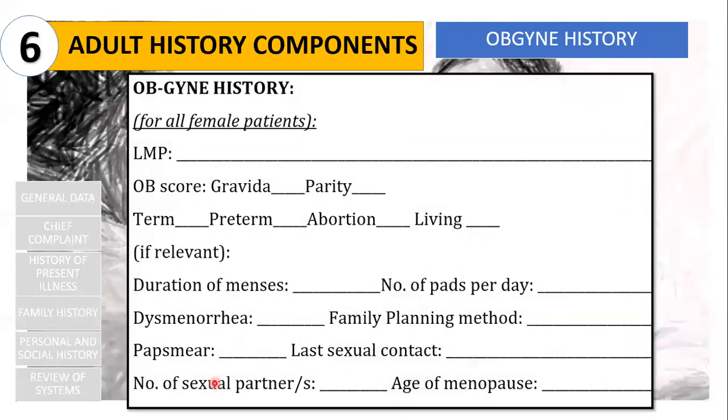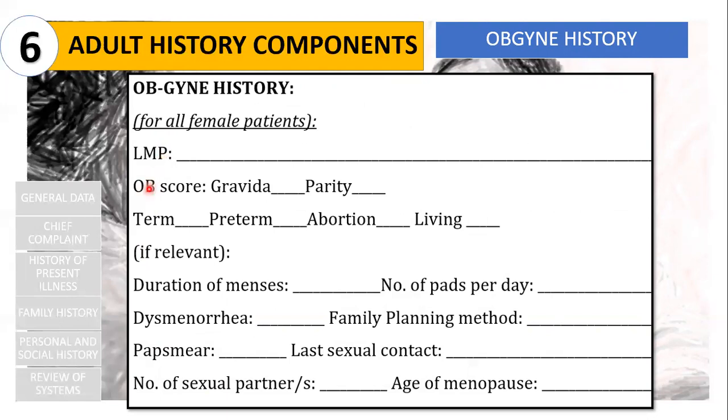As for female patients, we also ask for the OB/GYN history, especially when it is related to the chief complaint. LMP means last menstrual period. This is the first day of the previous menstrual cycle of the patient.